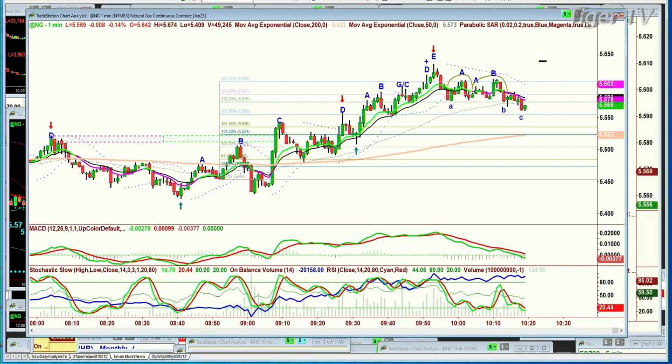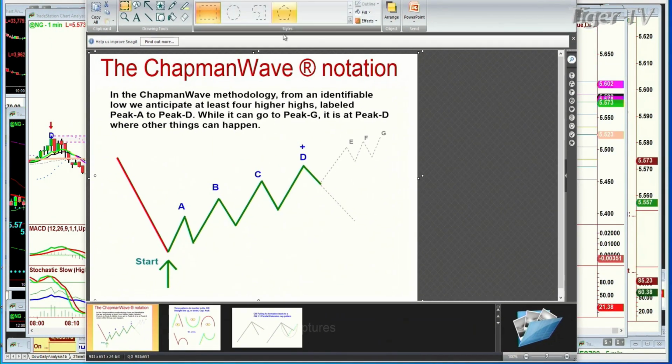So the technique that I've always discussed is, in the Chapman wave, we identify a low bar. I'm not even telling you what we're looking at right now. And every successively higher bar, as long as it takes out your original starting point, gets alphabetized sequentially, A through the letter G, but it's that fourth highest peak, peak D, where other things can happen.